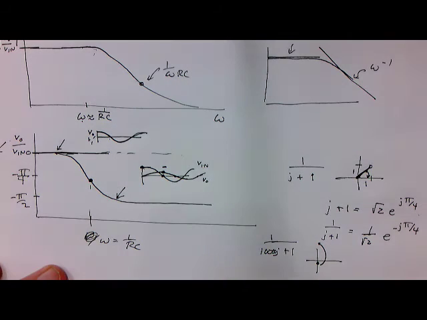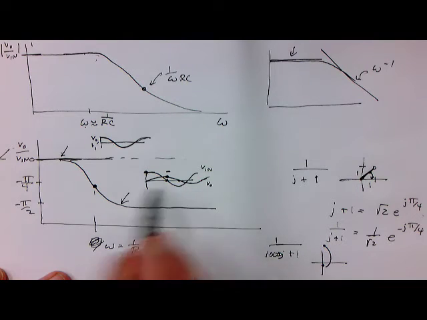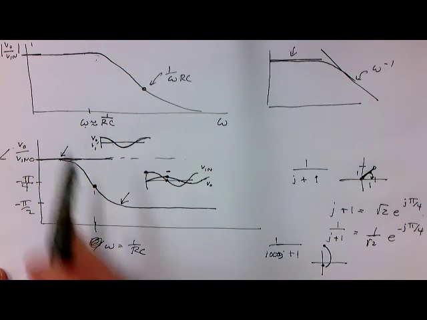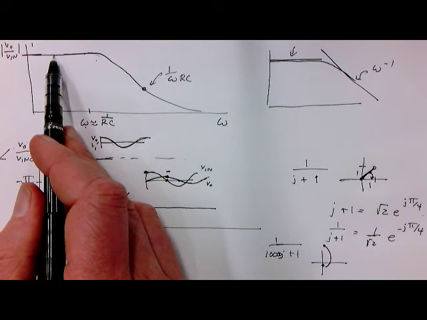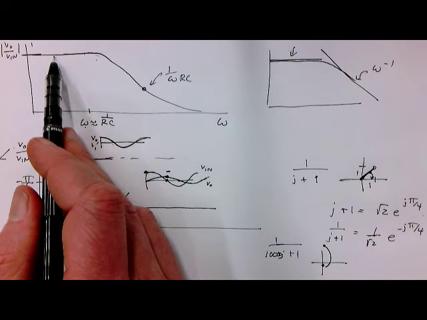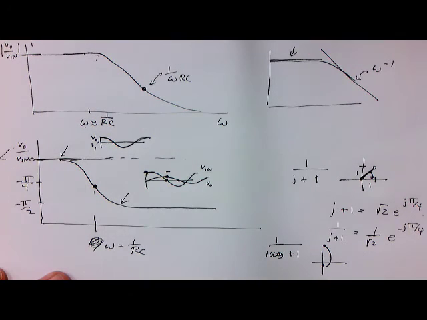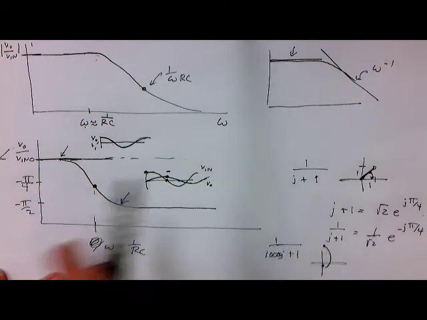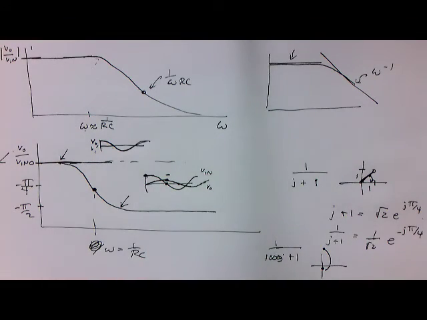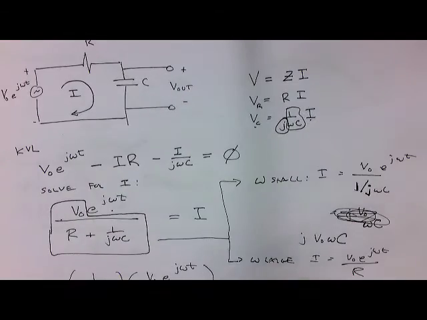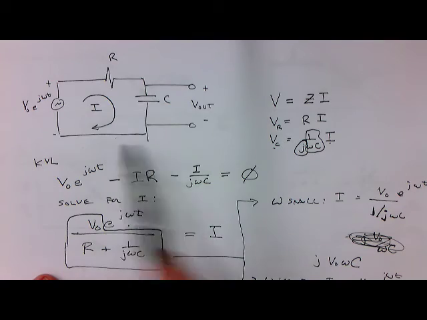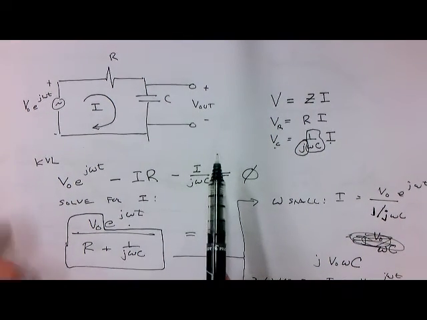And Vout is smaller than Vin. So when we talk about phase, we're talking about whether it's lagging or leading, and when we talk about magnitude or gain, we're talking about whether it's bigger, smaller, or the same. Okay, does that make sense? So this is how you would use these ideas to figure out one example of a filter. This is just a simple RC filter.